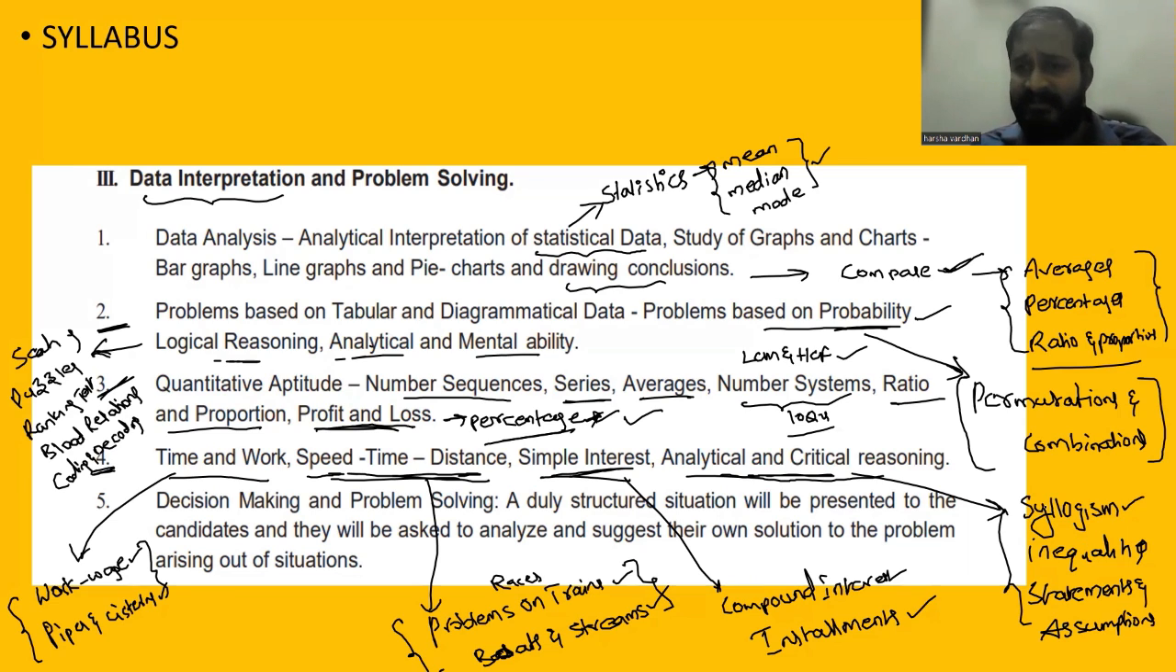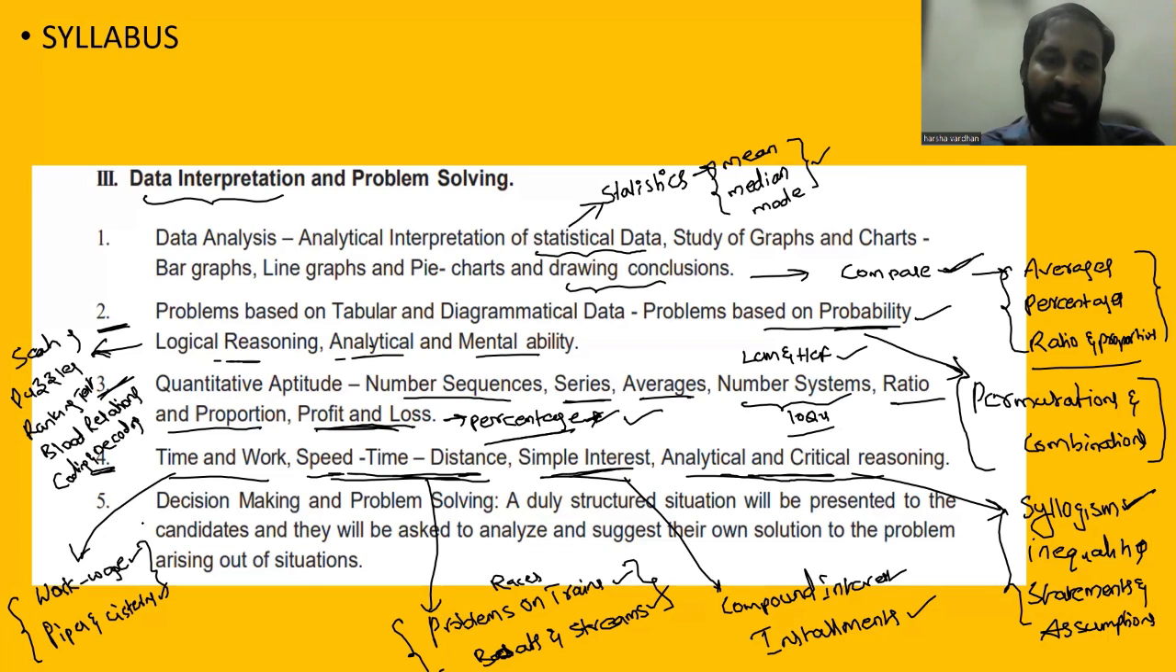Syllogism is nothing but statement and conclusions only. Syllogism statement conclusions will be different, and the general statement and conclusions will be different. But most probably they will ask us questions from syllogism, or else inequalities, or statement and assumptions. We will see how we will solve them and how we are going to write the answers.